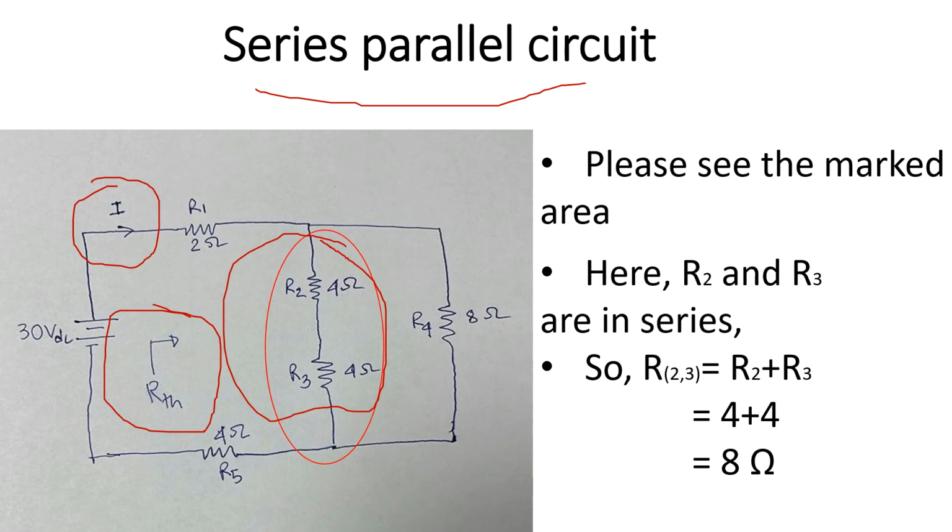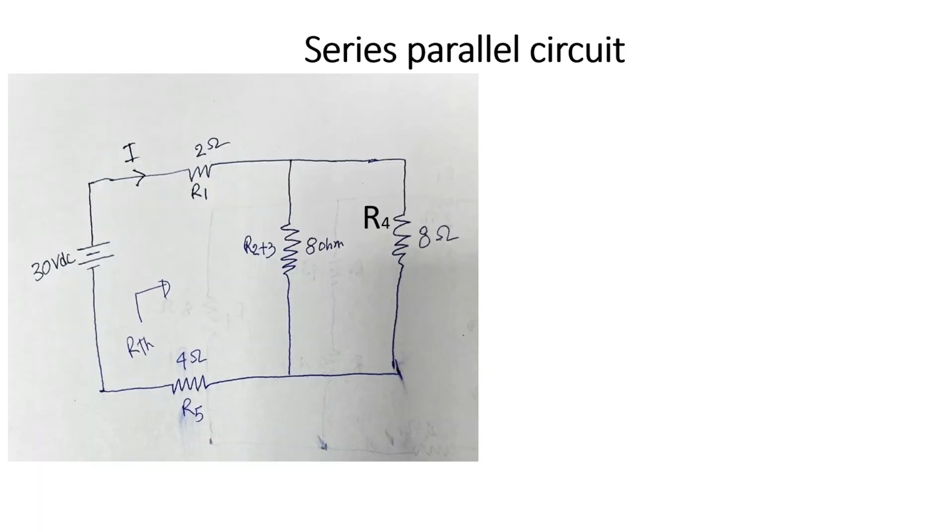R2 and R3 are in series, so R23 equals R2 plus R3, 4 plus 4 equals 8 ohms. This is the series circuit. You can do any type of math, just the values may change and the formula is the same. Now the simplified circuit looks like this.